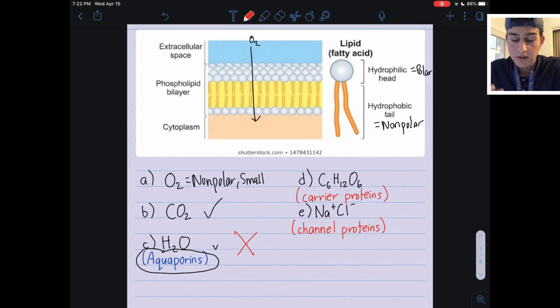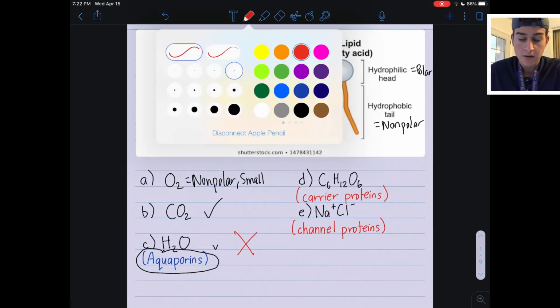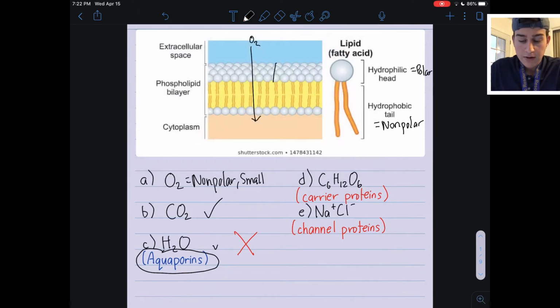The next thing would be glucose, C6H12O6. Will it be able to pass through? No, because it's a polar molecule and it's very big. Therefore, it would need something called a carrier protein. For example, pretend we had a carrier protein like this, and then glucose itself wouldn't be able to go through, but with the carrier protein, it will allow it to pass through.